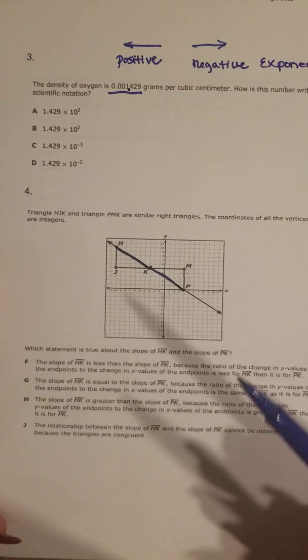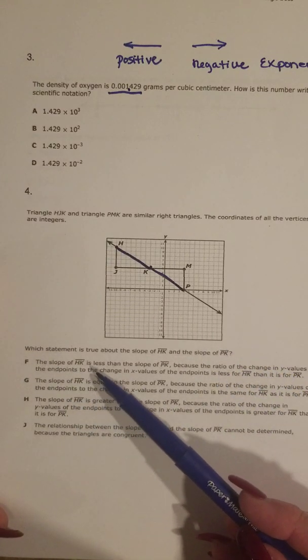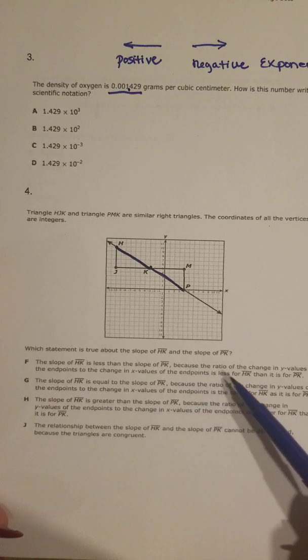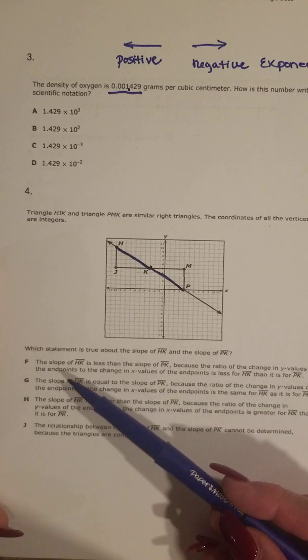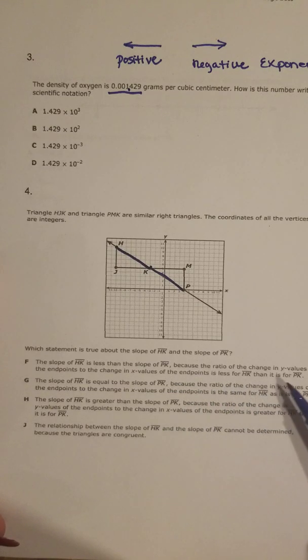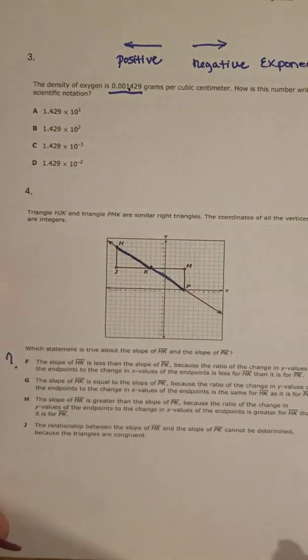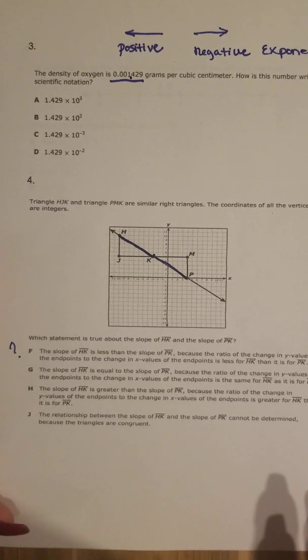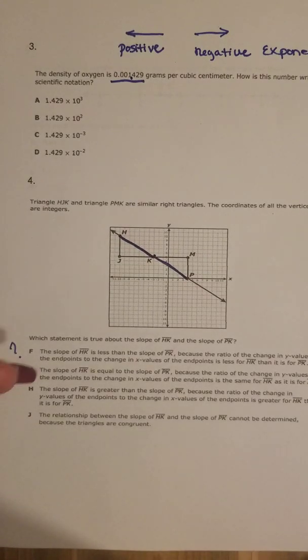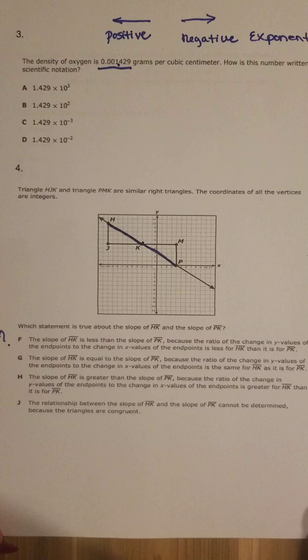So it says they're similar and they're proportional. Okay, it says the slope of line HK is less than the slope of PK because the ratio of the change in Y values of the endpoints to the change in X values of the endpoints is less for HK than PK. Okay, that's something I would maybe say, I don't know, I'm going to come back and check it out. Because sometimes when you do that, you might read some of these and you're like, nope, okay, it must be this guy. Sometimes that's the easiest way to do it.